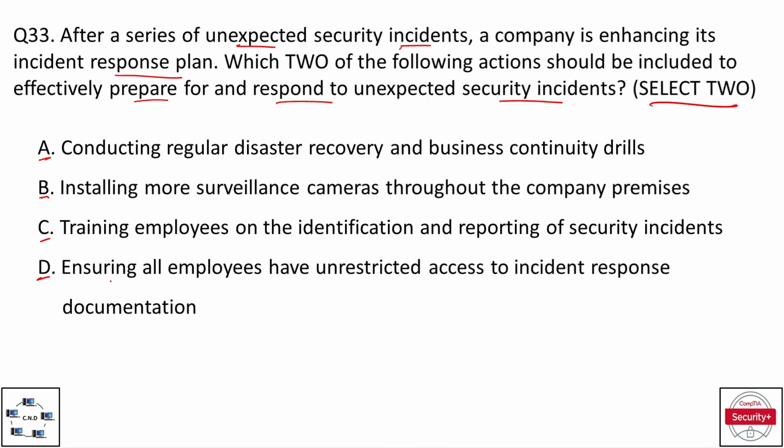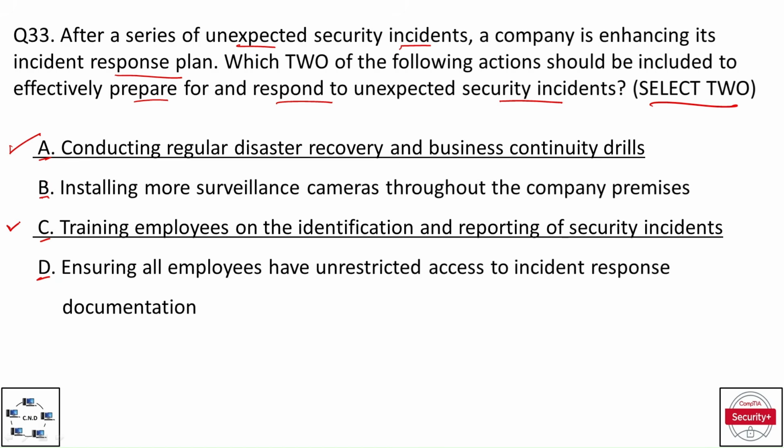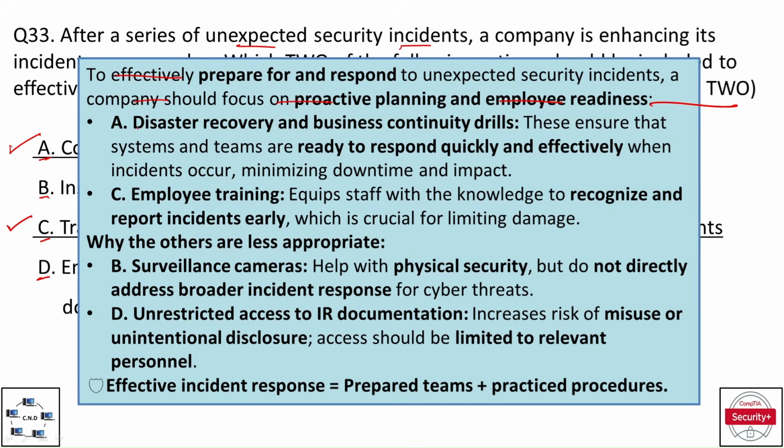And the correct options are option A, conducting regular disaster recovery and business continuity drills, and option C, training employees on the identification and reporting of security incidents. So, to effectively prepare for and respond to unexpected security incidents, a company should focus on proactive planning and employee readiness. Option A, disaster recovery and business continuity drills.